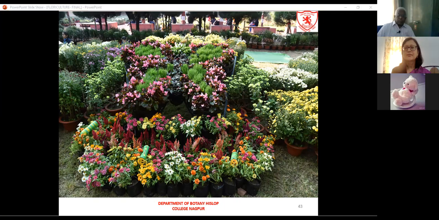We sell even mushrooms. Now, at the end of this mushroom cultivation, we take our students for an industrial visit. And this unit has been set up by one of our own students who is making huge profit from commercial growth and production and sale of mushrooms.